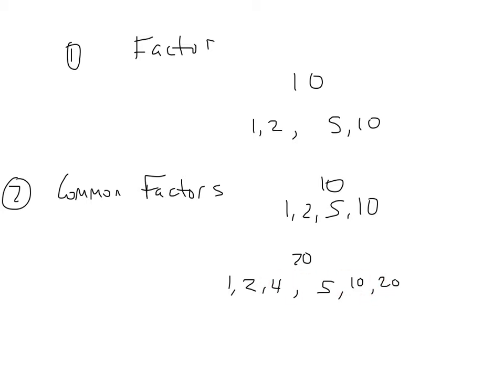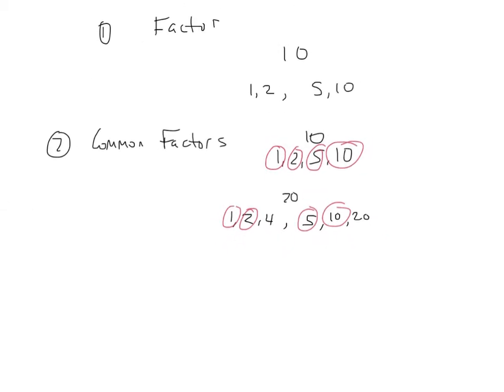So what are my common factors between 10 and 20? Well, 1 shows up on both of those. 2 is a factor of both of them. Okay. 4 is not, but 5 is. Okay, so 5 is a factor of both 10 and 20. And 10 is both a factor of 10 and 20. Okay, so 4 and 20 are left out down here because you don't see them up there. So those are all the common factors.